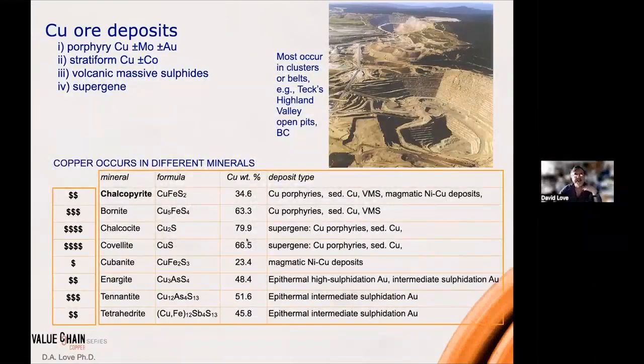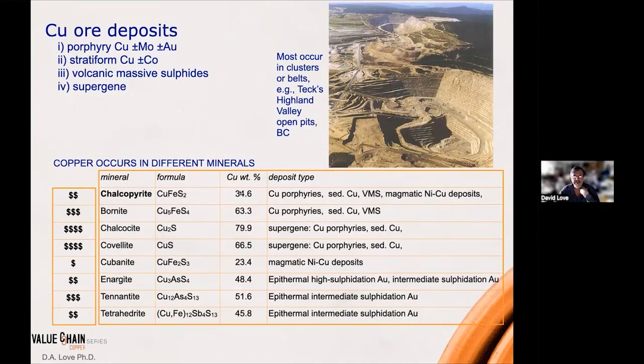Copper ore deposits today are going to include four types: porphyry copper ores, stratiform copper ores, volcanogenic massive sulfides, and supergene. Most of these ore deposits occur in clusters, and the copper in these ore deposits occurs in different copper-bearing minerals. Here's a list of about 8 common copper-bearing minerals.